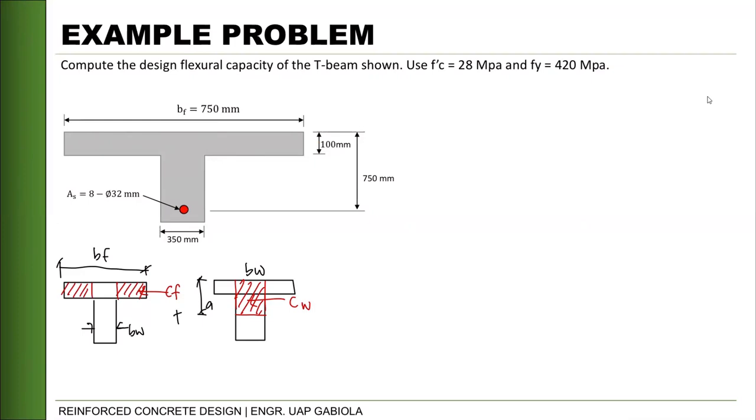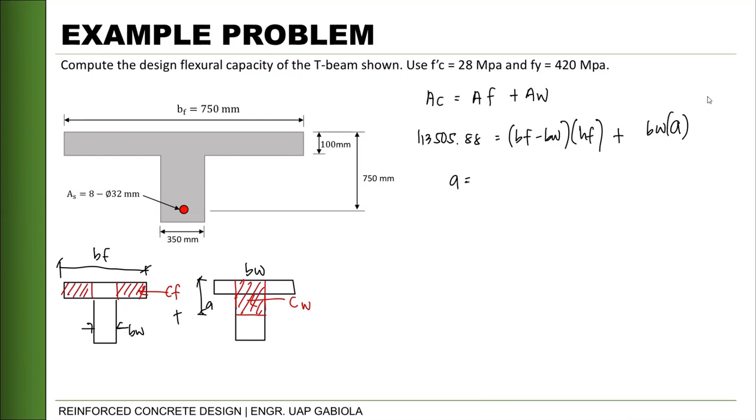So, we know the total concrete area equals the area of the flange plus the area of the web. We have 113,505.88 as the total area. The area of the flange, according to the figure, will be BF minus BW, so that it is only the shaded portion, times the height of our flange, plus BW times A. Substituting our values for BF, BW, and HF, we get the value of A.